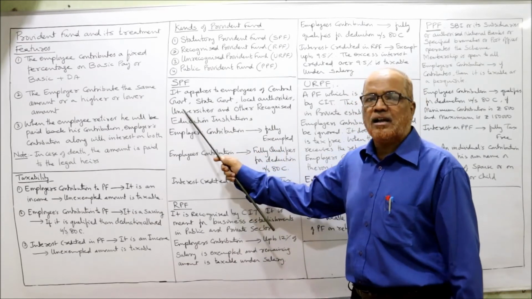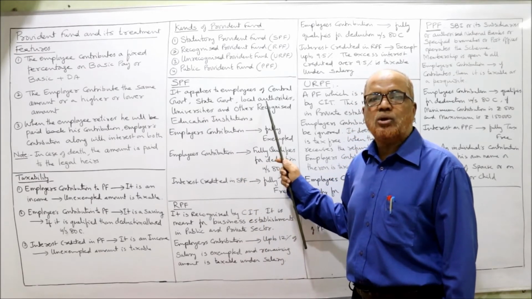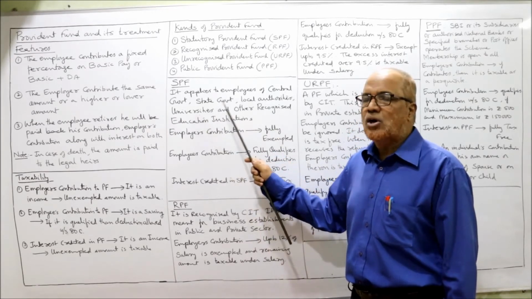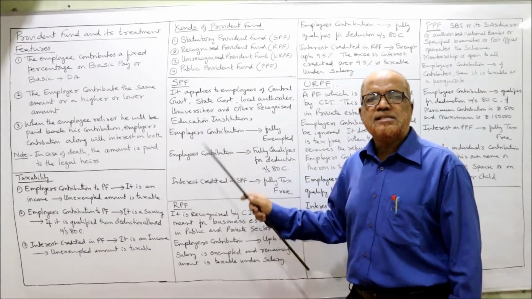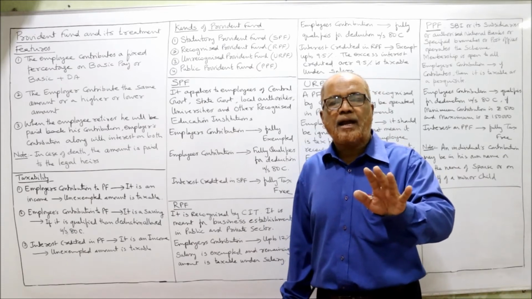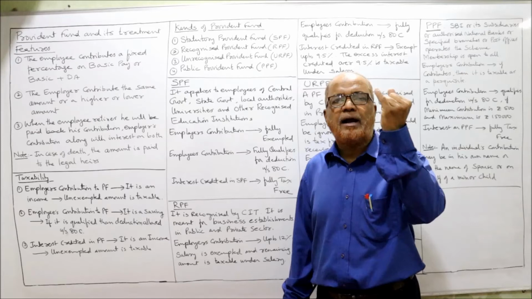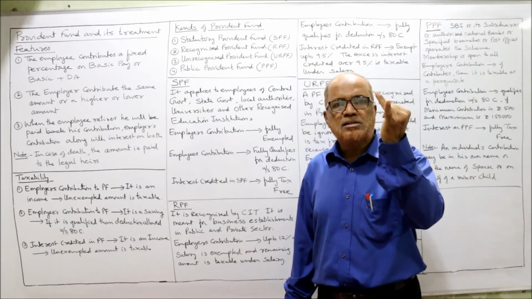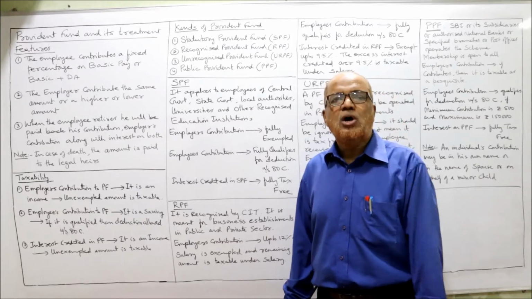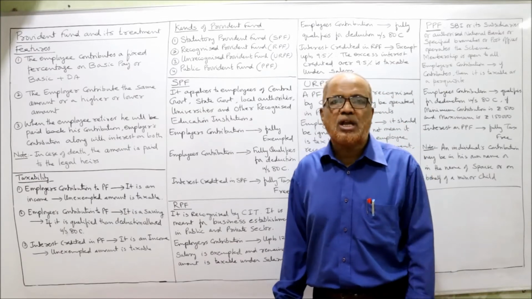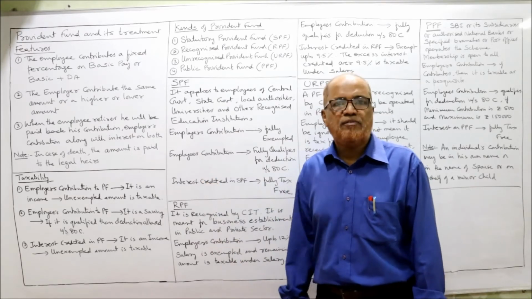In case of central government employees, state government employees, local authorities, universities, or recognized educational institutions. Remember, this SPF will not be applied in every organization. Statutory Provident Fund will be applied in central government departments, state government departments, local authorities, universities, or recognized educational institutions. Only in these organizations will SPF be applied.